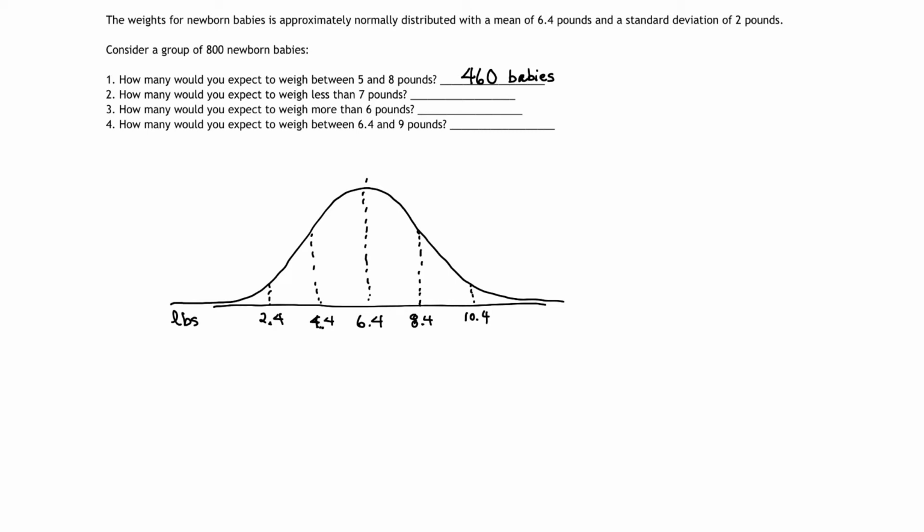What is the specific problem asking us to do? It's asking us to find how many babies we would expect to weigh less than 7 pounds. Using our standard deviation and mean, we can see where 7 falls. 7 falls right about here between the mean and the first standard deviation. That's the point of 7 pounds. And we are looking to know how many babies we would expect to weigh less than that. So to calculate that, our first step is going to be to find the area under the curve to the left of that 7 marker.